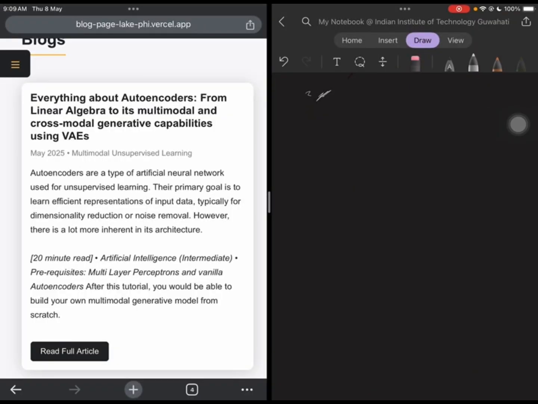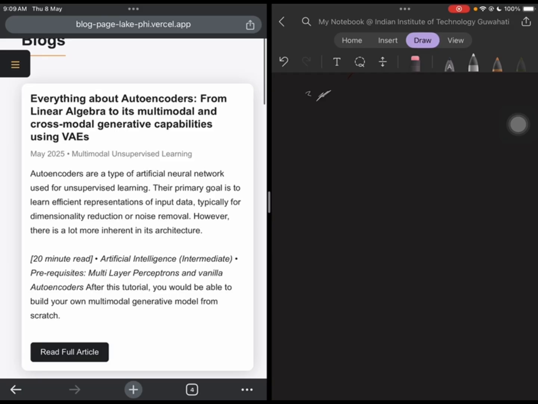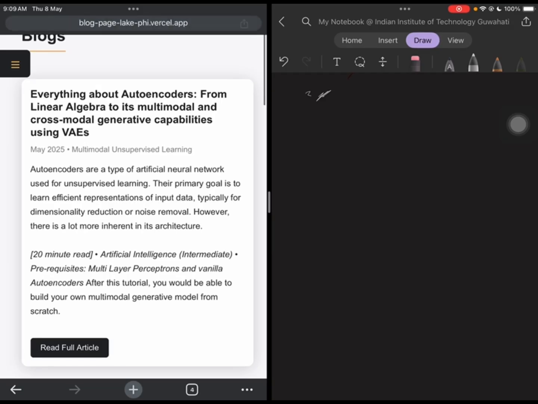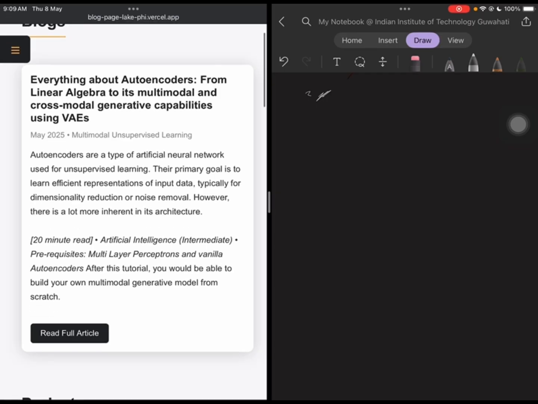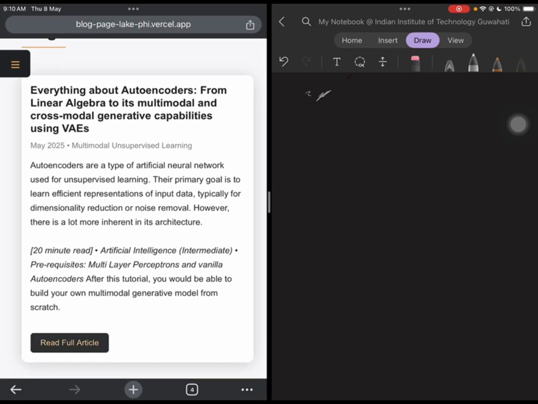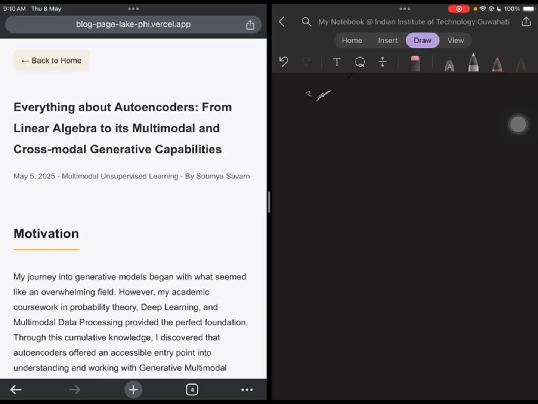So hello everyone, I am Soumya and I will be demonstrating my blog which I wrote as a part of my course project in multimodal data processing. I took a very simple topic, but I started with autoencoders, and I wrote a complete blog on how to use autoencoders and scale it to cross-modal generative capabilities using variational autoencoders. And you can see a very nice way to break into generative modeling.